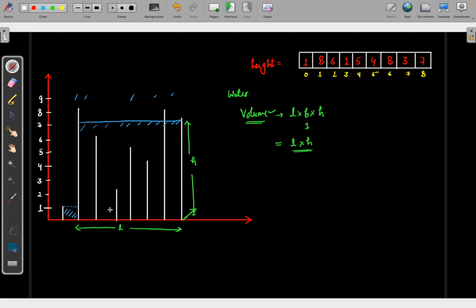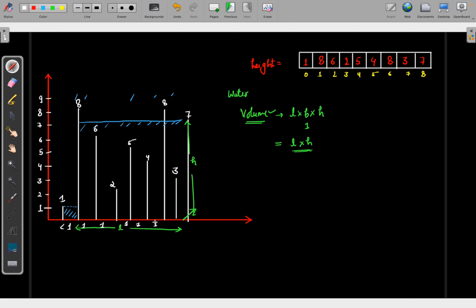Now here one question can arise. These are the basic array elements: 1, then this is 8, this is 6, 2, 5, 4, 8, 3 and 7. Maybe I forgot the 3, let me quickly create it. It won't take too much time. Just add 3 here. So this is 3, this is 7. These are the array elements, and the distance between the array elements is 1 unit. All these are of 1 unit.